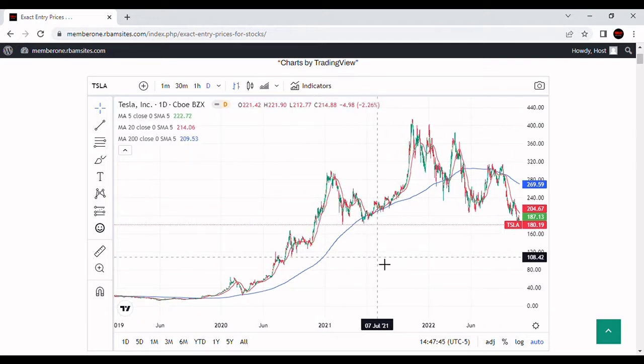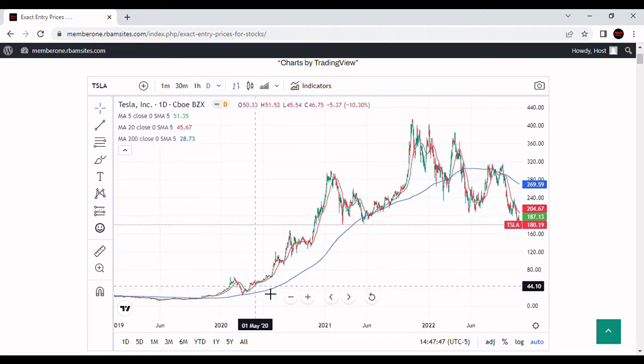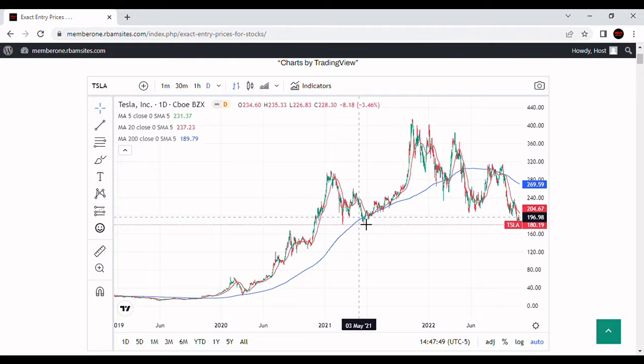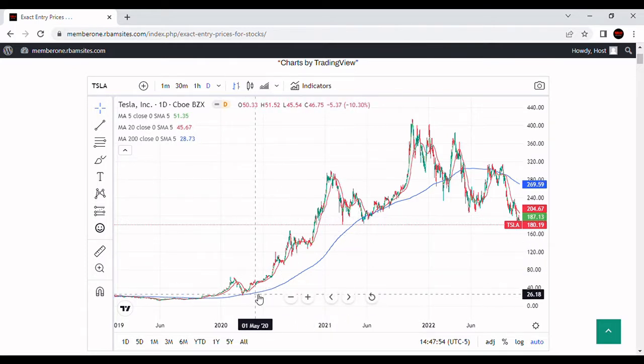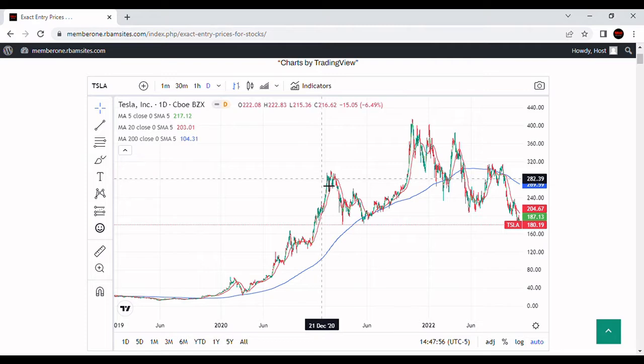Is there any guarantees? Absolutely not. But look at this. If you'd have just stayed long above a 200-day moving average, price action trading would have just taken you right on up. And this was 26 bucks. This is roughly $282. There are many people who just did that. That's all they did. Bought above the 200-day average.